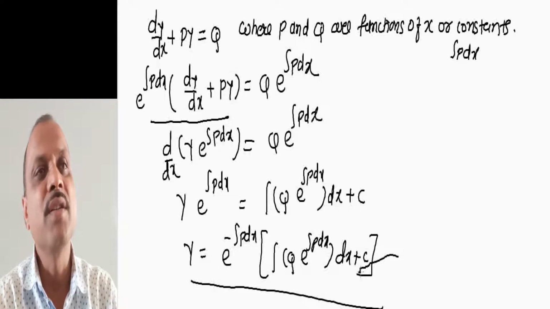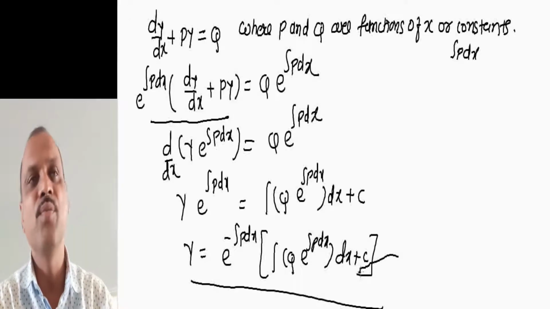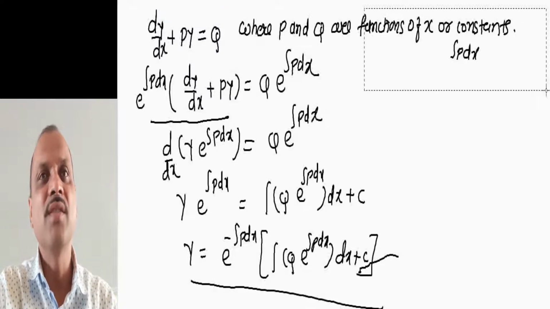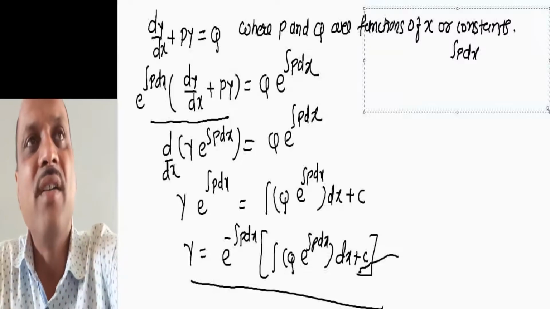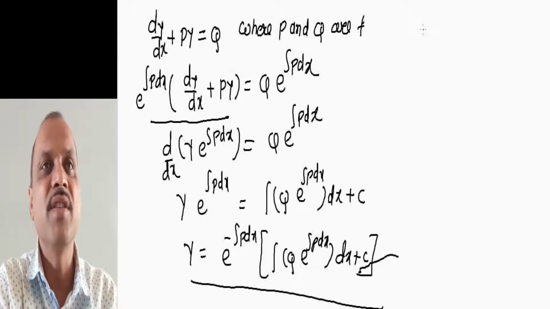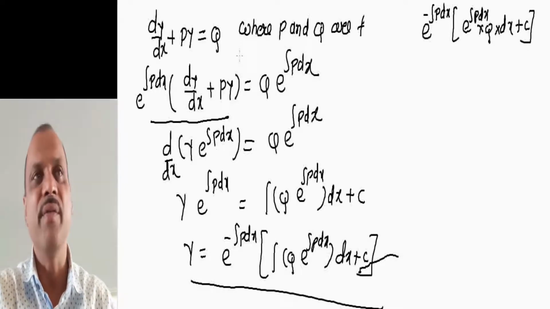So, what we need? We need the values of p and q. So, let us put those values here. I am writing the solution of this equation here, so that we get the idea of that equation. What is the solution? The solution of this equation is e raised to minus integration of p into dx into integration of e raised to integration of p into dx into q into dx plus c. This is the solution of this equation.